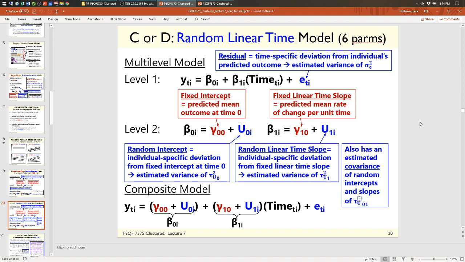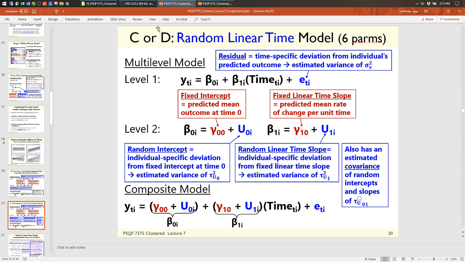So the idea that you have a random slope implies that you also have a fixed slope. Because the random slope varies around the fixed slope, it has to be there. So even if this fixed slope were statistically non-significant, we keep it because that is the anchor point for what the random slope is varying around.